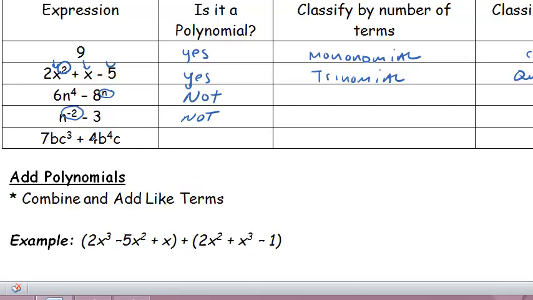And the last one. Okay, is this a polynomial? All my exponents under variable expressions look good. So this would be a polynomial. If I look at it, there are 2 terms. What do we call a polynomial with 2 terms? A binomial.